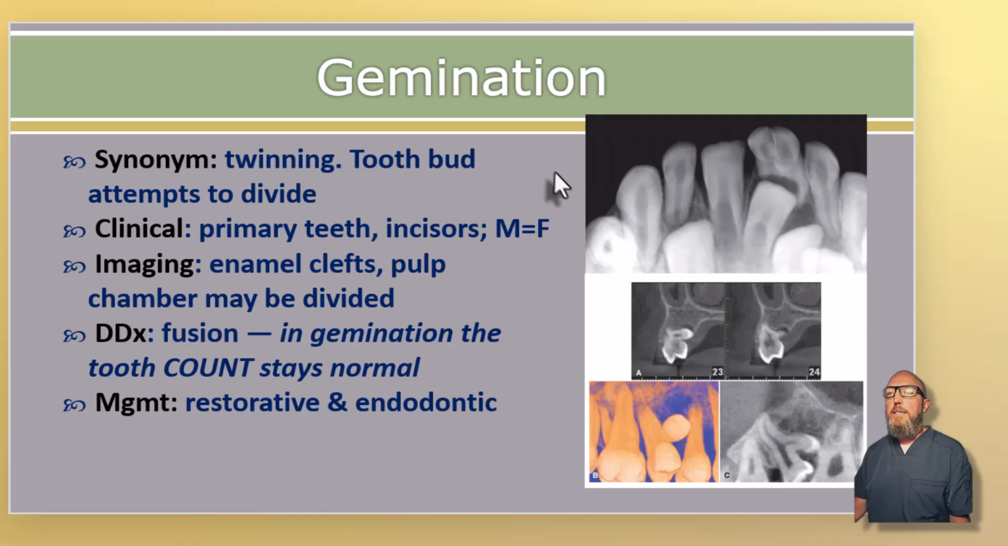Gemination meaning twinning, where a tooth bud attempts to divide. And now let's count the teeth. So this is kind of difficult in the mixed dentition, but here's the deciduous canine. This is hard to tell because a lot of these teeth are erupted, but this is one lateral incisor that's twinning into 2 different ones. So the tooth bud attempting to divide. For this one, if you count the teeth, the tooth count stays normal because usually it doesn't completely separate and create a whole new tooth. So you just have one tooth dividing into 2.